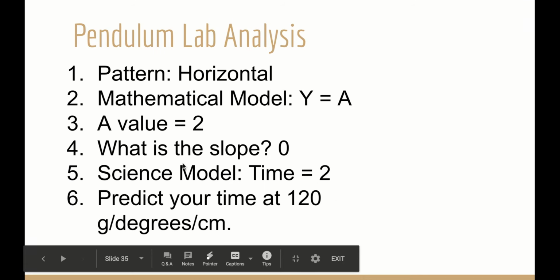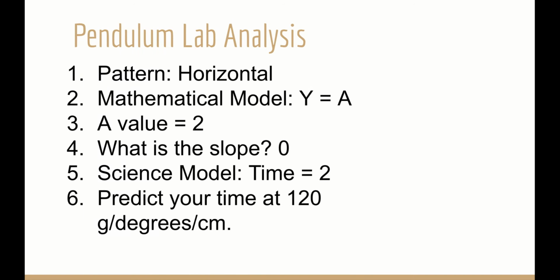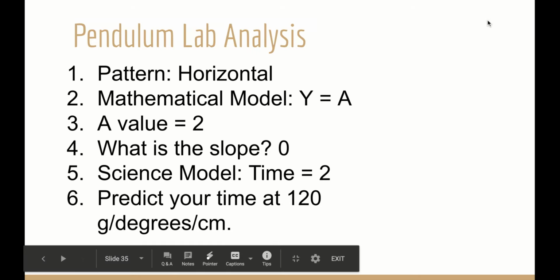And then take a moment and try to predict. So if time always equals 2 at 120 degrees, what would be the time? If you said 2 seconds, that is correct because that would follow the pattern and the trend of this data that we have. And that is the Pendulum Lab explained.